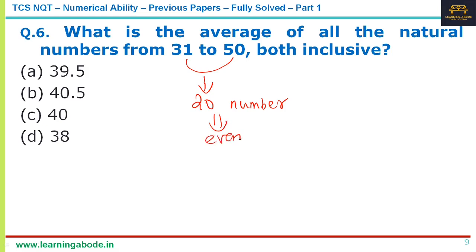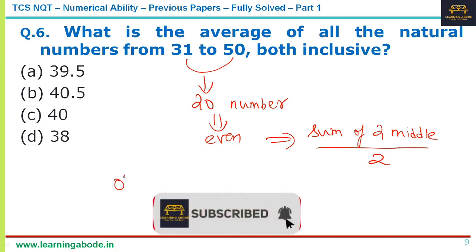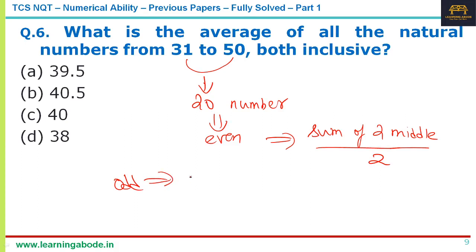When you have an even number of numbers, you know the formula, right? The sum of the two middle numbers divided by 2 will be the average. If you have an odd number of numbers, then the middle number is the average.